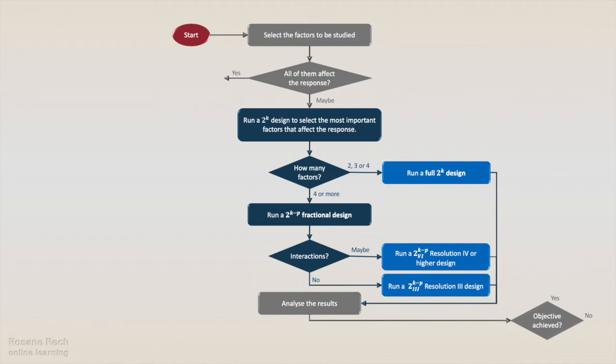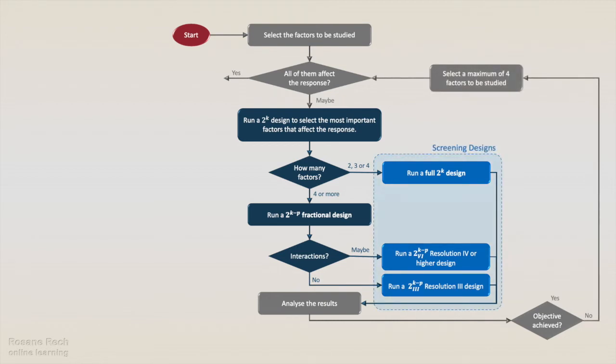If we are looking for a deeper understanding of the behavior of the system, we need to go further. So based on the results of the 2 to the power of k design, we are going to select 2 or 3, maximum 4 factors to be studied. And then we are back to our initial questions. Do all the factors affect the response? And now the answer is yes. So let's go to our next question.